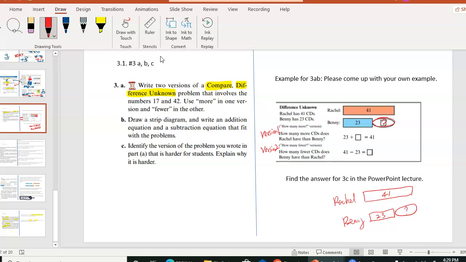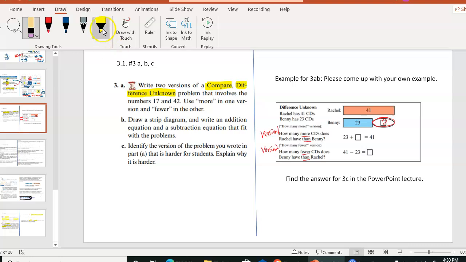When you write the question, it could be either more than or fewer than. That's for part A. Next, they want you to draw a strip diagram, which I did. So here's the strip diagram. I can erase mine. And that's for part B.